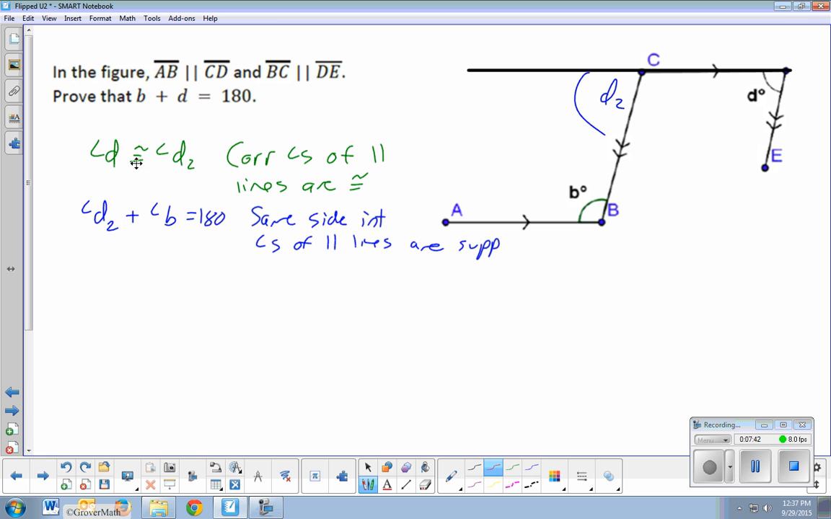So therefore, since D and D2 are the same thing, I could swap out D2 for regular D. Angle D plus angle B equals 180 by substitution. We see that used a lot in these little angle proofs that we do here. And that is D plus B, or B plus D, that's the same thing. I could flip it around because of the commutative property, but I think that's good enough.